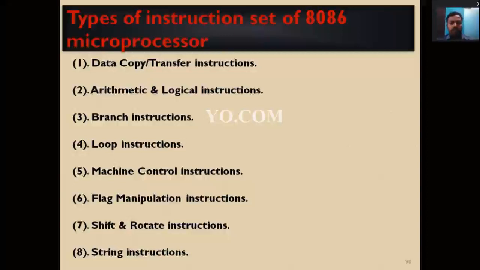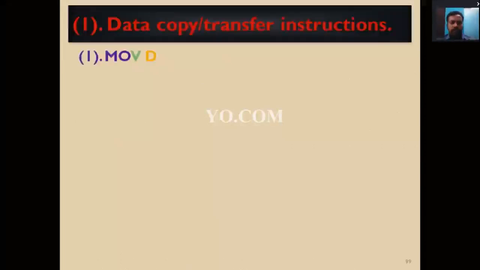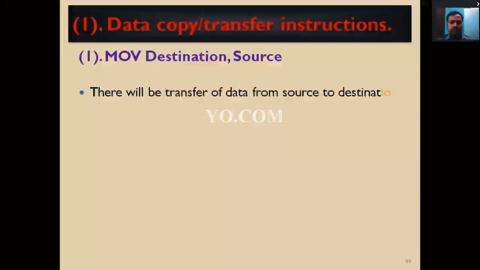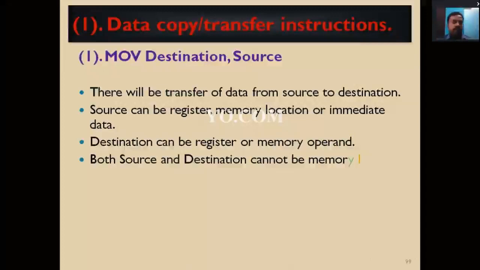Okay, so these are the instructions used in the 8086 microprocessor. We are going to see them one by one. The first one is the data copy or data transfer instruction. Data copy or data transfer instruction is based on MOV.